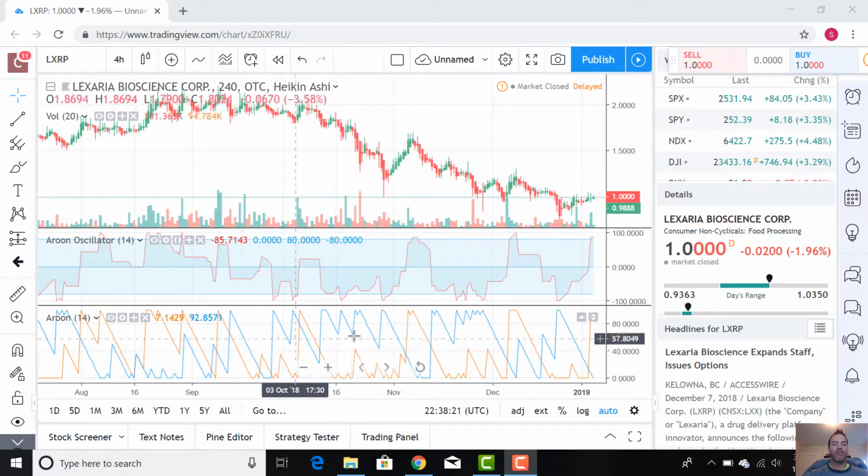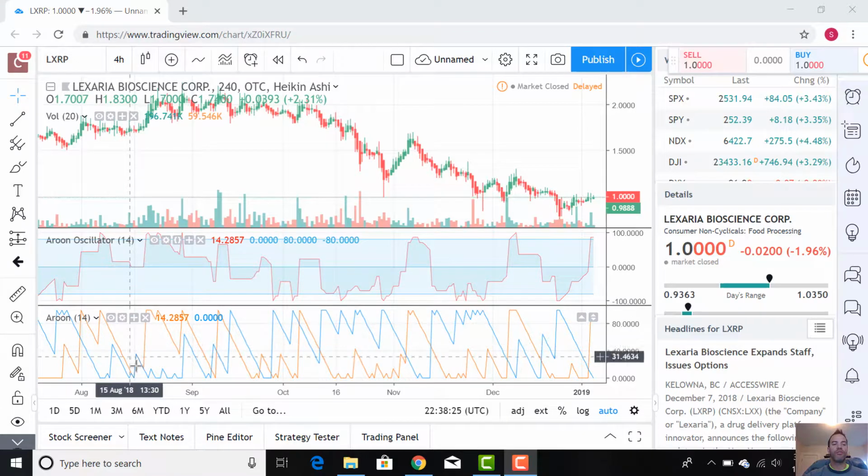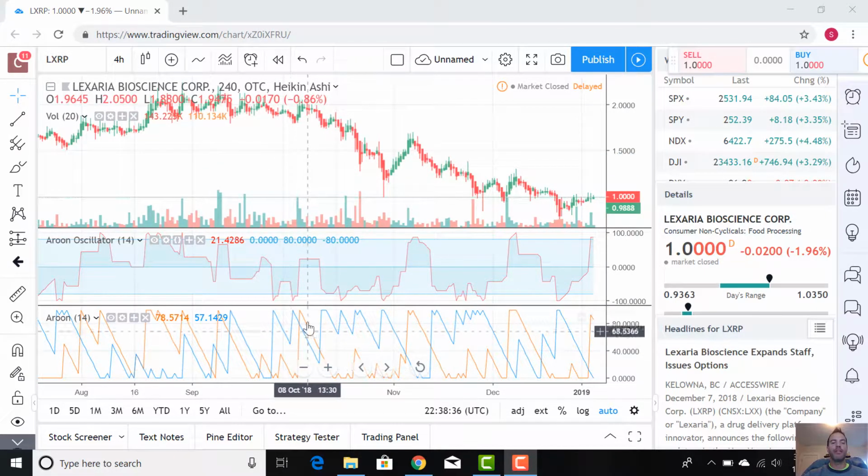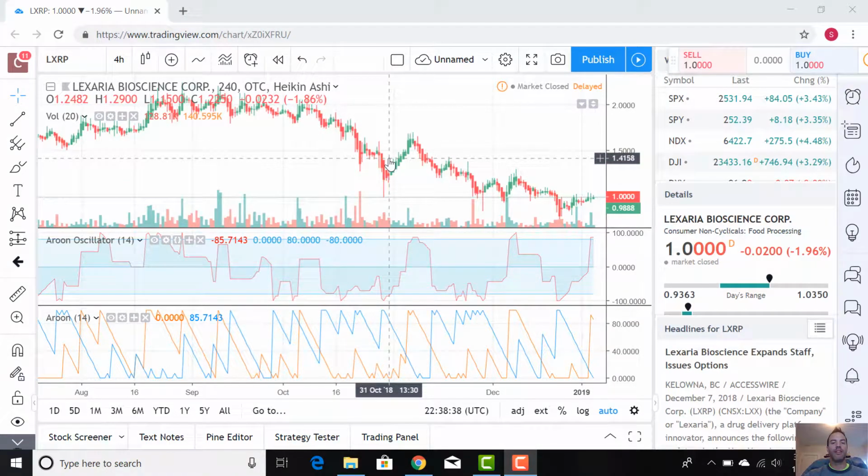So you'll see here we're showing the Aroon up and the Aroon down. The Aroon up is the orange and the Aroon down is the blue. Essentially, these are telling us the length of time since the stock price hit the high, that's the up, and the number of periods since the stock price hit its low, that's the down.